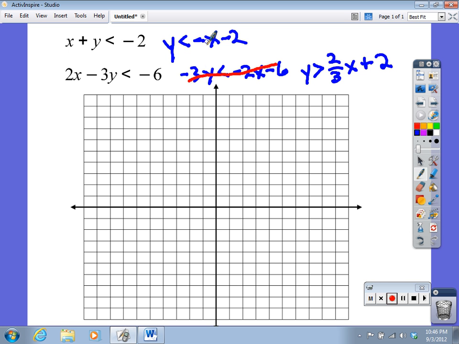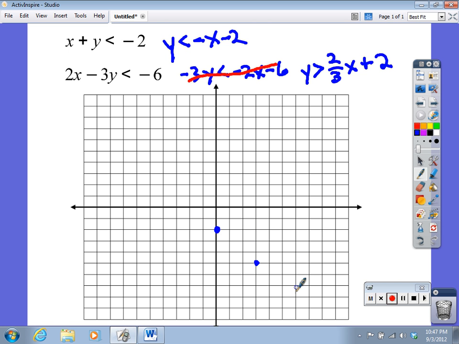Okay, so let's graph these two inequalities. Notice that this one is less than, this one is greater than, so I'll be using dotted lines. The system does not have solutions that lie on the line. Here I have a y-intercept of negative 2 and a negative slope of negative 1. So I'm going to go down 1 over 1, or any combination here. I can do 3 over 3.